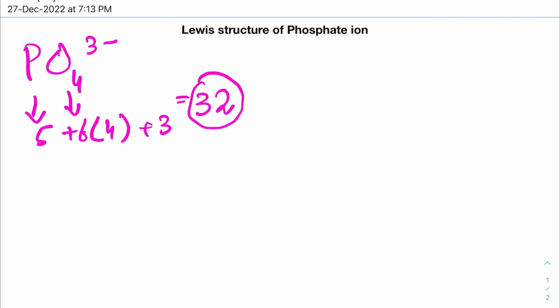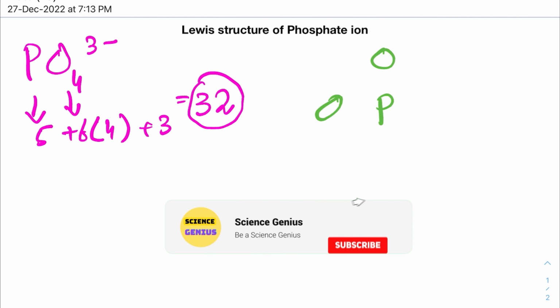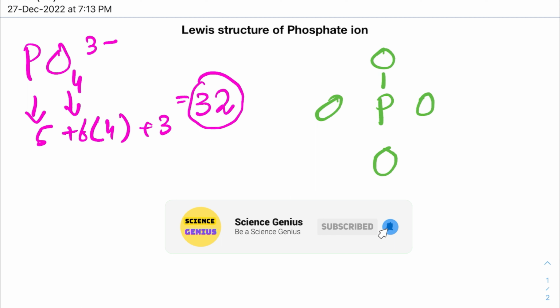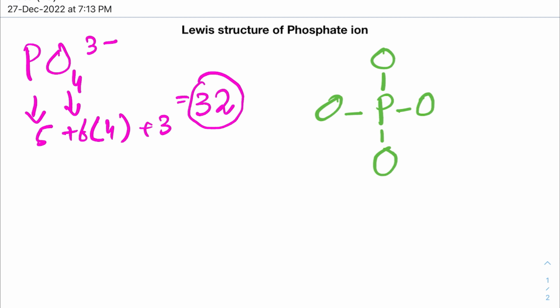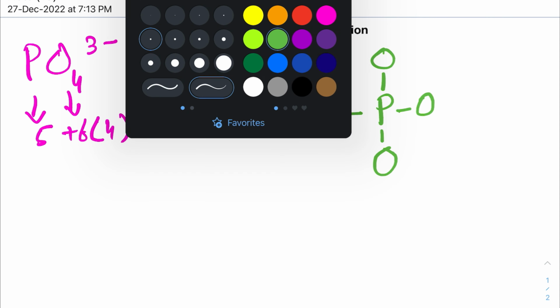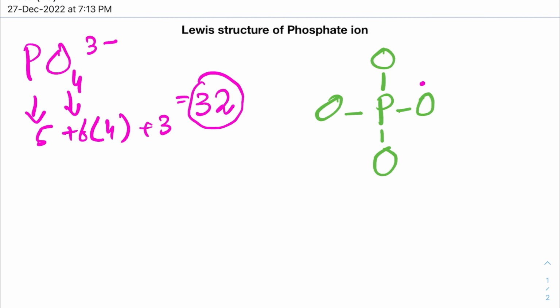So how to draw the structure: we draw phosphorus, then we draw oxygen, oxygen, oxygen, oxygen. Each bond with an oxygen is 2 electrons, so we show these bonds, and then we accommodate the other electrons like this: 6 here, 6 here, 6 here, and 6 here. So apparently this shows that the octet is filled and the structure is okay.